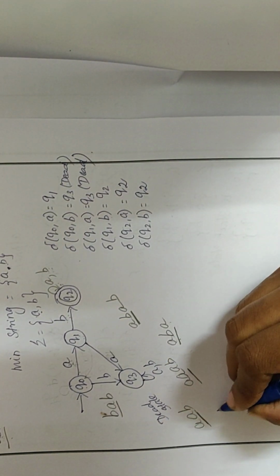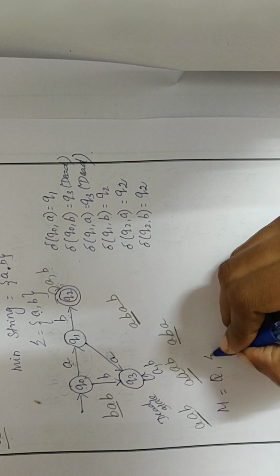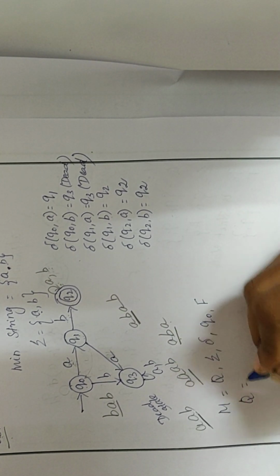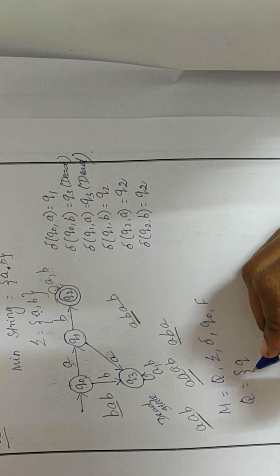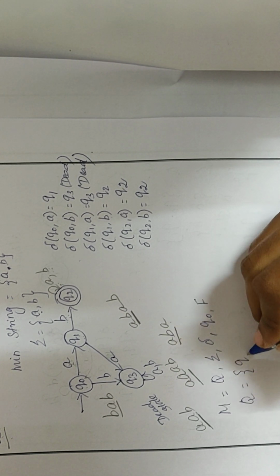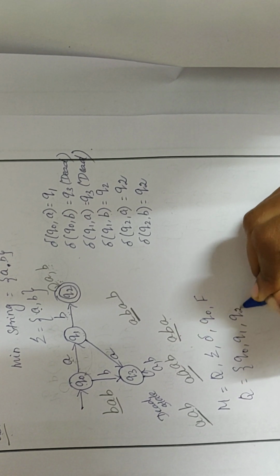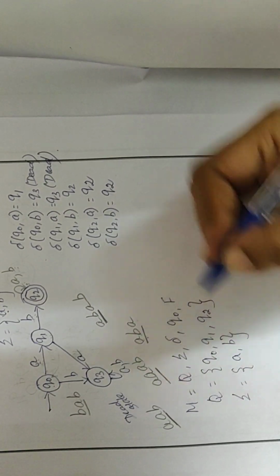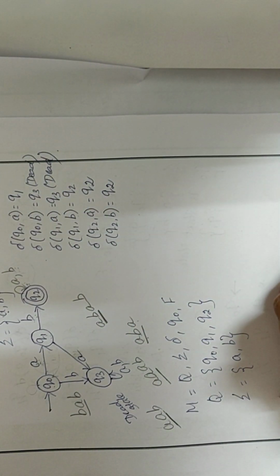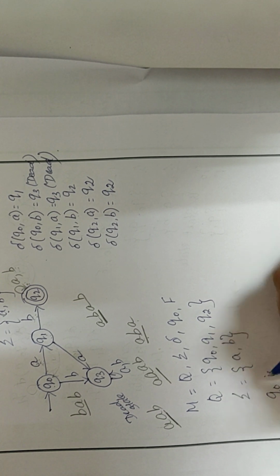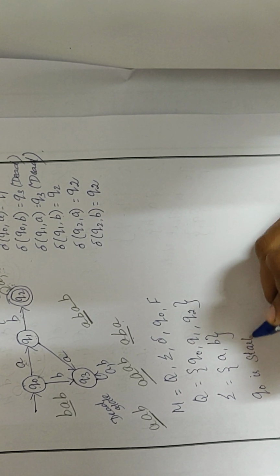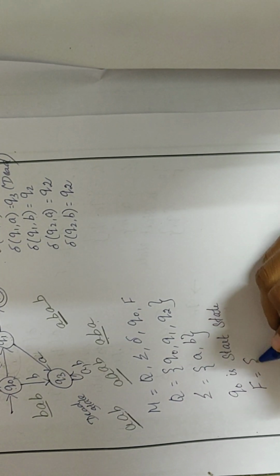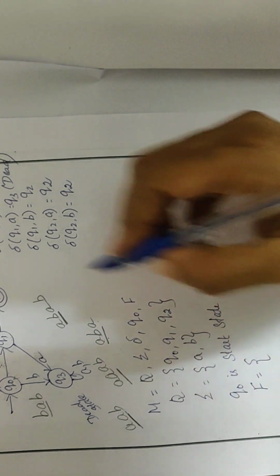I have to write my machine. Machine is equal to M, Q, sigma, delta, Q naught, F. Q is set of all states. How many states I have? Q naught, Q1, Q2, and Q3. Sigma is nothing but A comma B. And transitions you have here. Next, Q naught is start state, and F is final state, which is Q2.